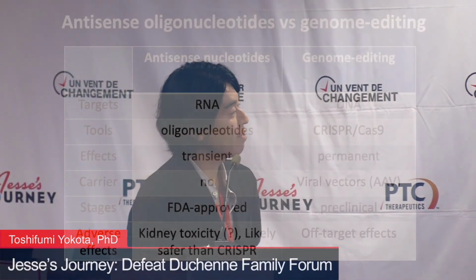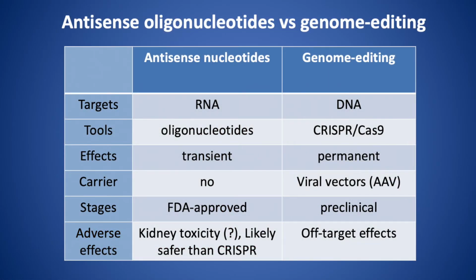And antisense oligos require no carrier, basically, so it's much safer. Genome editing still requires virus vectors like adeno-associated virus, and that leads to immune response very often. So that's the main hurdle of genome editing therapy. And antisense oligos are relatively safe, so they were approved by the FDA faster. Genome editing is still in the preclinical stage. Several groups at least are working on animal models in Duchenne muscular dystrophy.